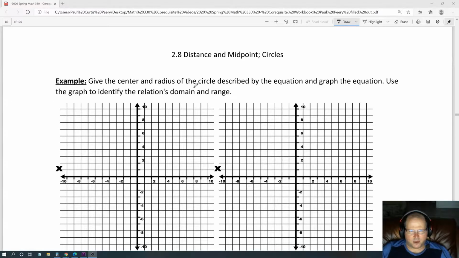8 distance and midpoint circles. Give the center and radius of the circle described by the equation and graph the equation. Use the graph to identify the relation's domain and range.